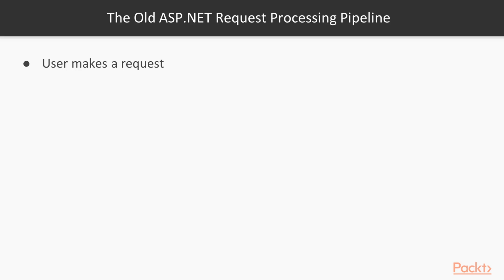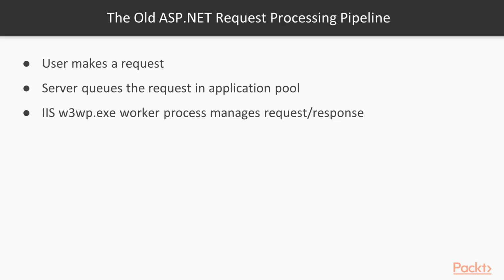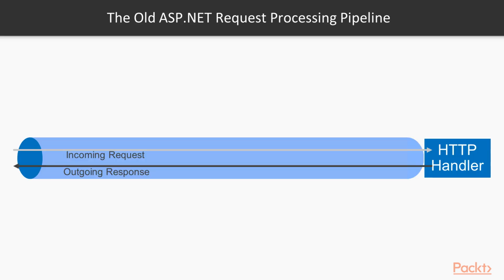In the old style of ASP.NET request pipeline, when a user makes a request to the server, IIS queues the request to the application pool of the application. The w3wp.exe worker process runs the ASP.NET application and is responsible for managing the request and response from the client. When a request arrives at the application, a series of events are generated.